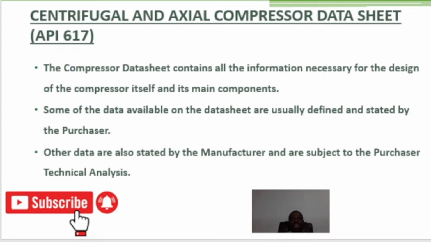So we are going to look at the API 617 compressor data sheet as a whole, and look at some of the information that you will look out for when a vendor submits a bid and before you carry out technical bid evaluation. These are some of the things that need to be on the data sheet for you to be able to do a detailed technical evaluation of the respective vendors in front of you.